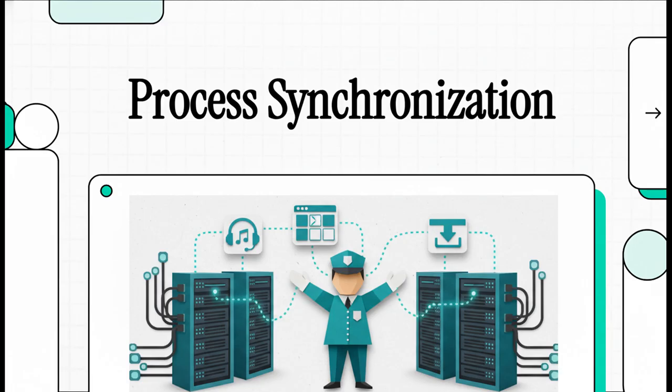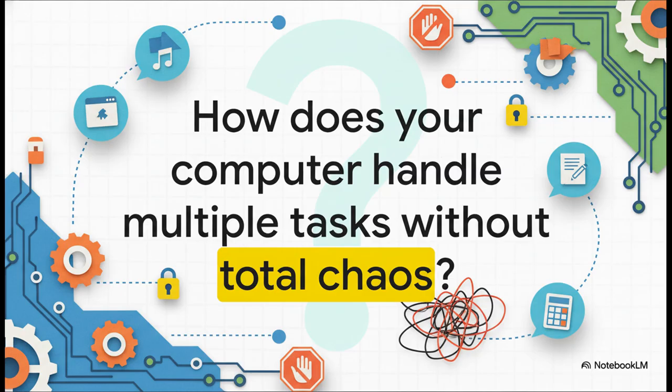Process synchronization. No, really, think about it for a second. You have all these different programs or processes running at the same time, and a lot of them need to use the exact same information. It's like having a bunch of people trying to write in the same notebook at the same time. How do you stop it from becoming a totally chaotic mess?